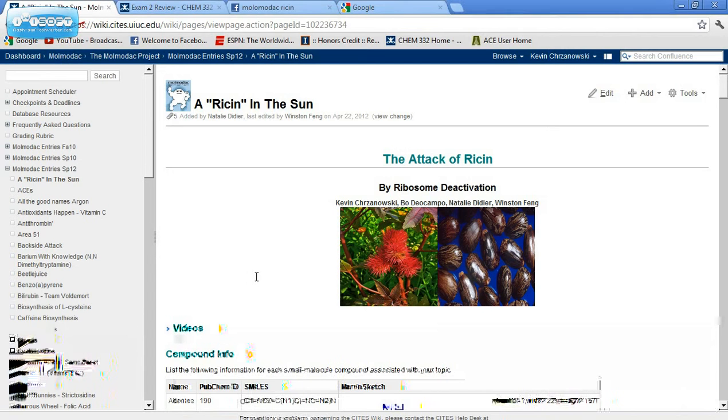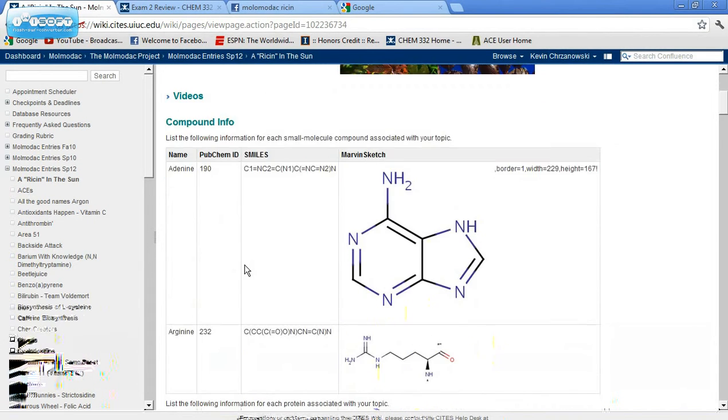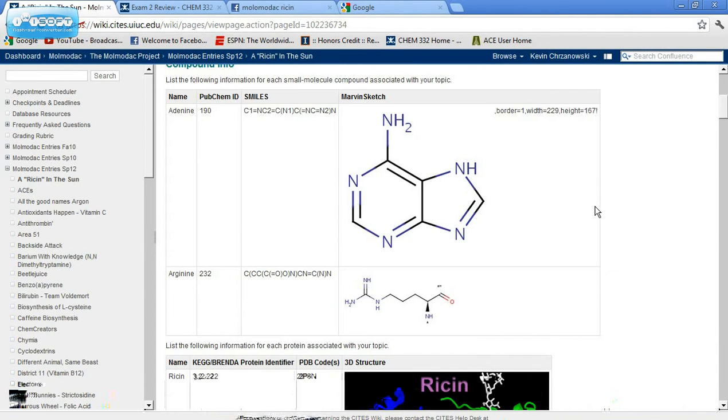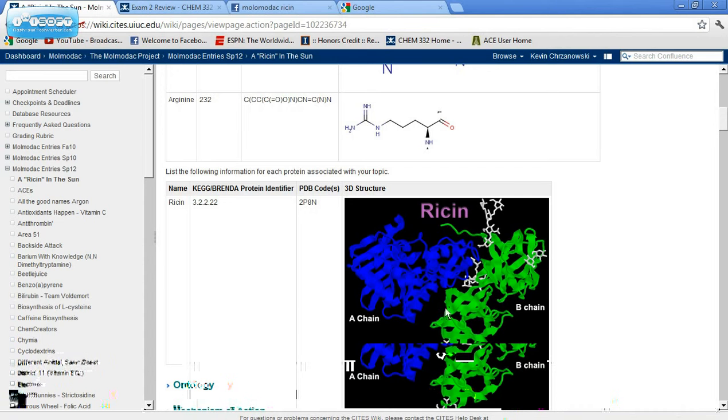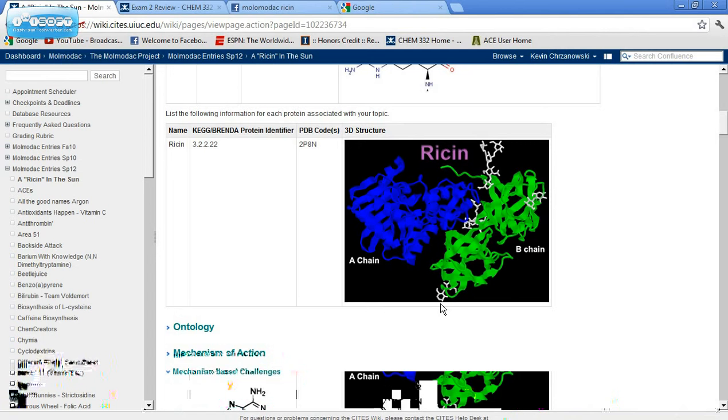found. Here in our compound info you can see adenine, which is depurinated during the mechanism, and arginine, which is the general acid catalyst for the mechanism. Ricin has two subunits, the A chain and the B chain. The A chain contains the active site and the B chain contains the binding site.